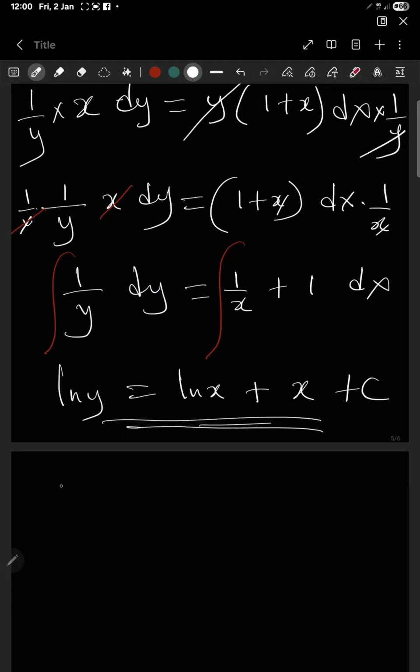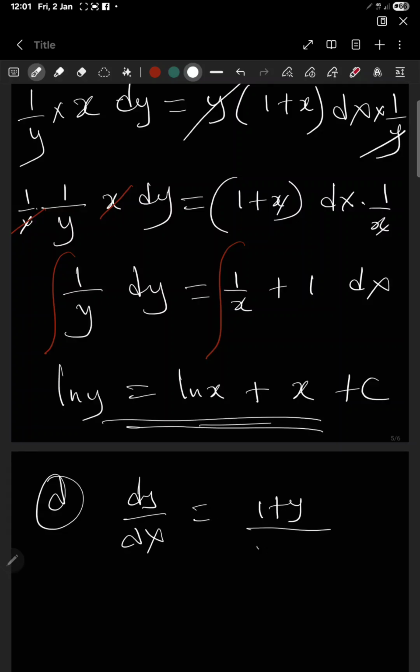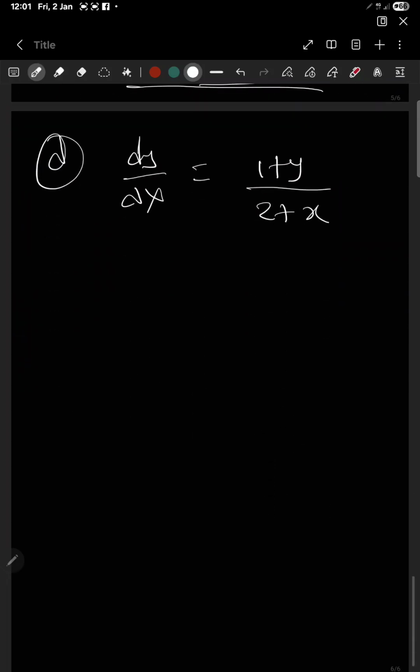We need to do more examples, so we go to question D. So question D, what you're going to do is we are going to have this as our example. All right, so we can have dy over dx is equal to 1 plus y over 2 plus x. So how can you solve this type of differential equation? By the way, start by identifying the type of differential equation, and we are saying this is a separation of variables. So if it is a separation of variables, meaning that you can start by attaching the function of y to dy and the function of x to dx, like that.